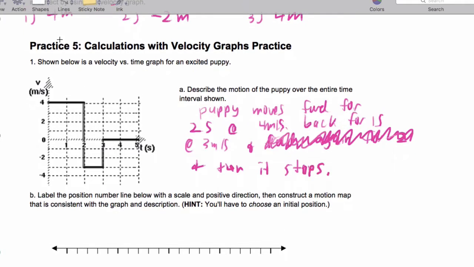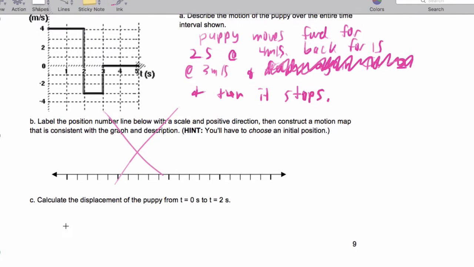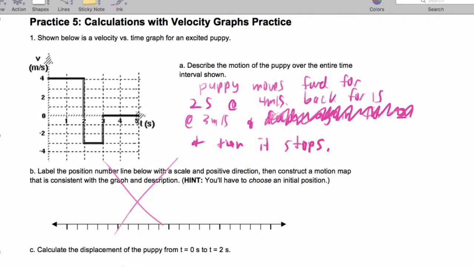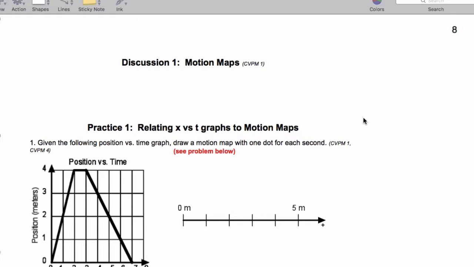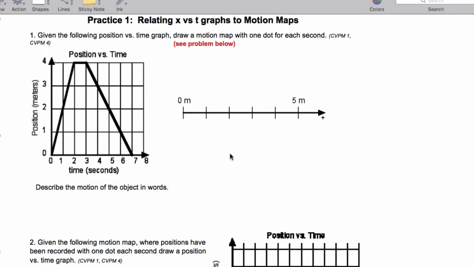Awesome. Now, we're not going to do motion maps, but we are going to get the displacement using the area. So from 0 to 2 seconds, that's going to be 2 times 4, which is 8 meters. And that's the displacement from 0 to 2 seconds. Awesome. Now, continuing here, we're going to skip the motion map part, but we are going to describe the motion.